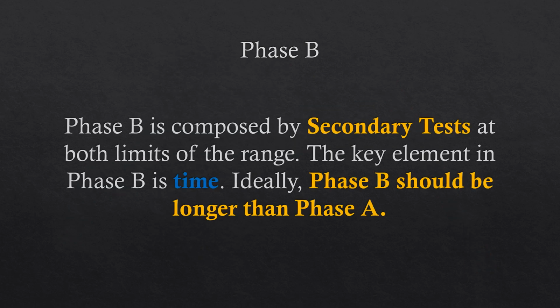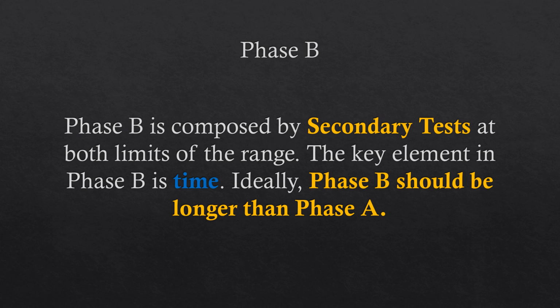Phase B can be a challenge because it is composed by successive secondary tests at both limits of the range. That's a challenge because these secondary tests might easily be mistaken by a breakout of the range, so it's key to pay attention to effort and results at the upper and lower limits of the accumulation or distribution processes.